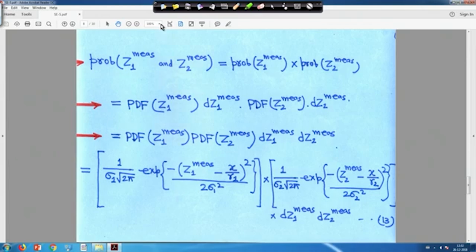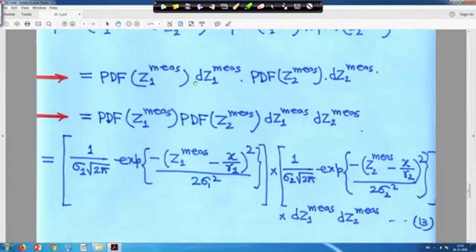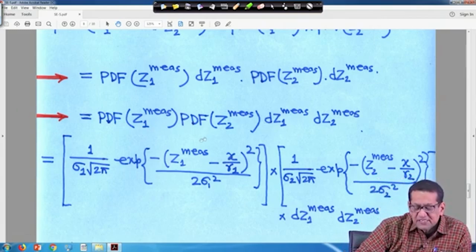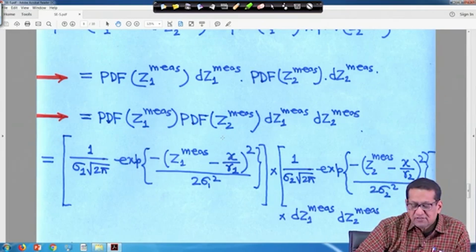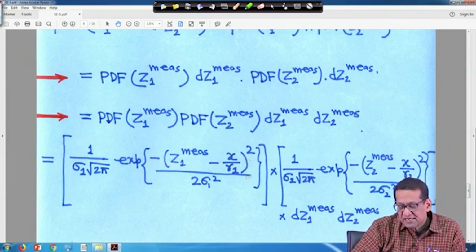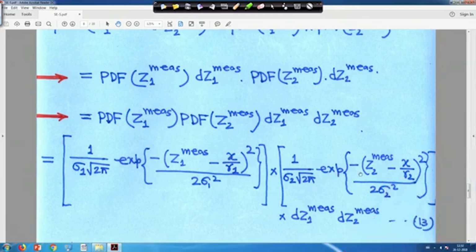If you substitute the expressions for PDF z1 measure and PDF z2 measure, then you will get 1 upon sigma 1 root 2 pi e to the power minus z1 measure minus x upon r1 whole square upon 2 sigma 1 square, into 1 upon sigma 2 root 2 pi e to the power minus z2 measure minus x upon r2 whole square upon 2 sigma 2 square, into dz1 measure dz2 measure. That is equation 13.